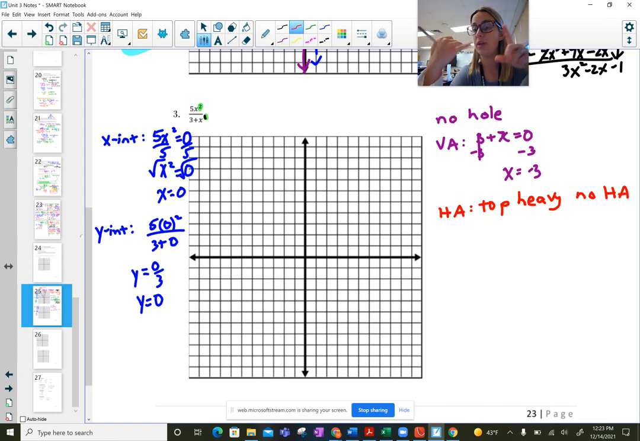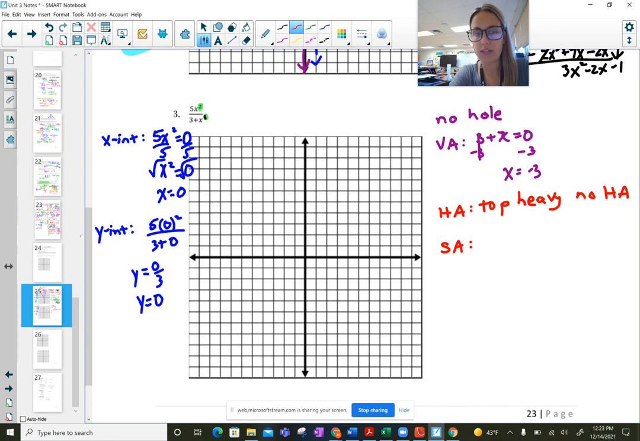Okay, but there could be an SA, slant asymptote, or an OA. Okay, so OAs, oblique asymptotes, are if the degree on the top is more than 1 degree on the bottom. Okay, but since the degree on the top is 2 and the degree on the bottom is 1, this is actually just going to be an SA because it's 1 more on the top.